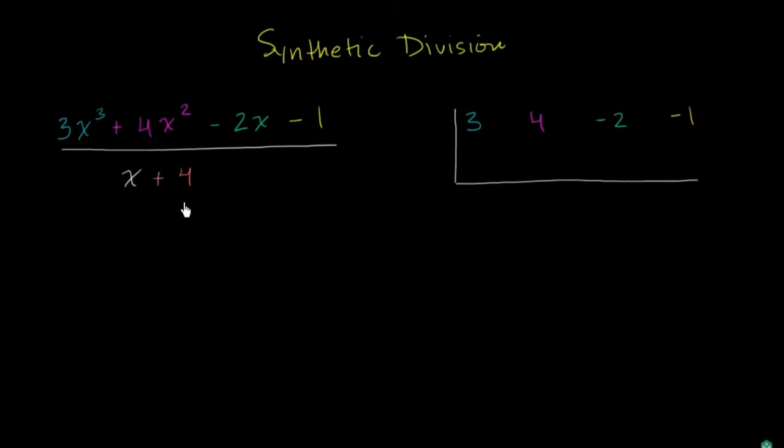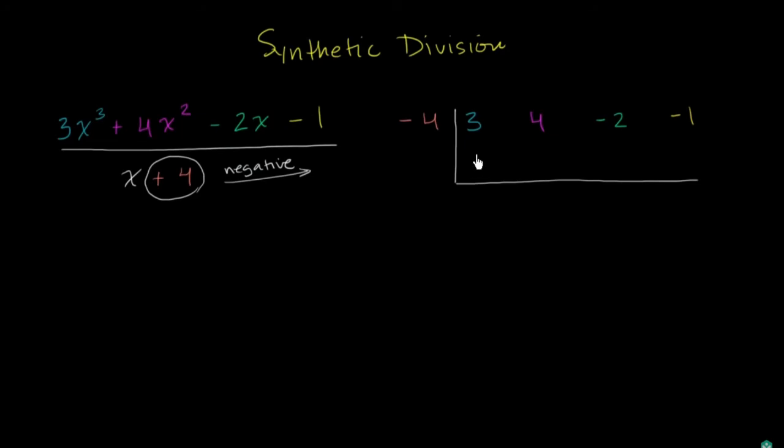And then we look at the denominator. In particular, we're going to look at whatever x plus or minus something is right over here. So right over here, we have a positive 4. Instead of writing a positive 4, we write the negative of that, which would be -4. Now we are all set up, and we are ready to perform our synthetic division. And it's going to seem like voodoo. In future videos, we'll explain why this works.